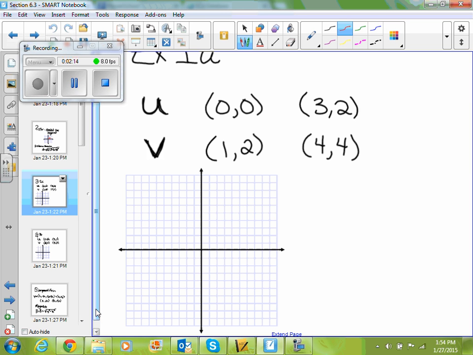So we're told that U has an initial point of 0, 0 and a terminal point of 3, 2. Your terminal point is your second point, which tells you where you're stopping. So my initial point is 0, 0. My terminal point is 3, 2, so over 3 up 2. I connect those, and then I draw an arrow pointing from 0, 0 to 3, 2. So that's vector U. For vector V, it has an initial point of 1, 2, so over 1 up 2, and a terminal point of 4, 4, so over 4 up 4. And then you connect those.